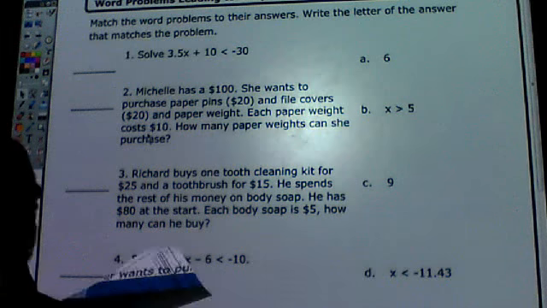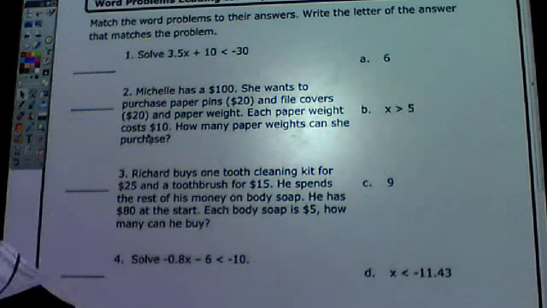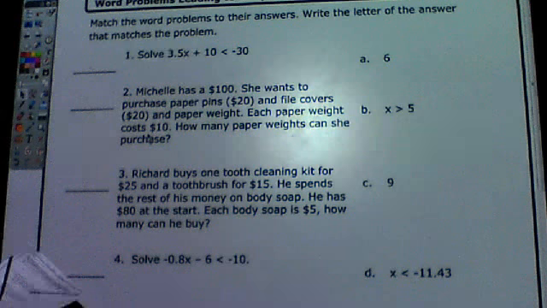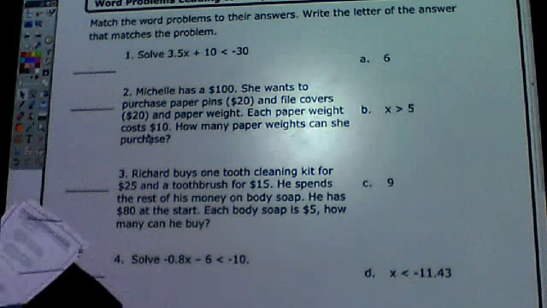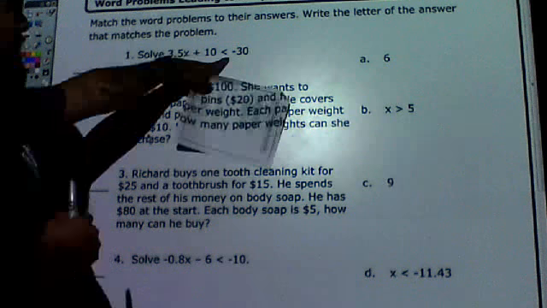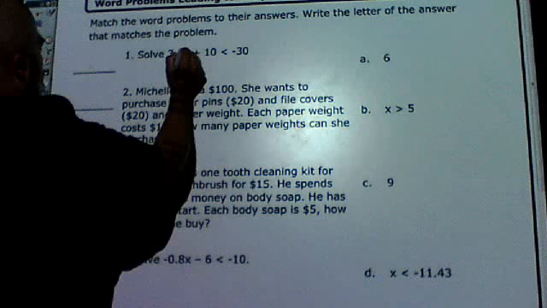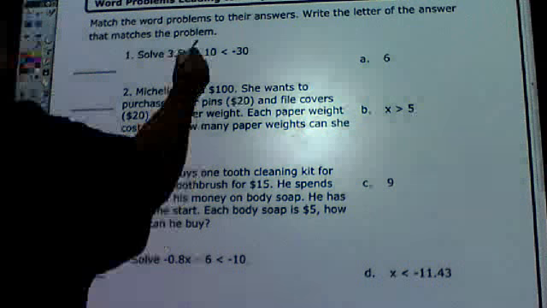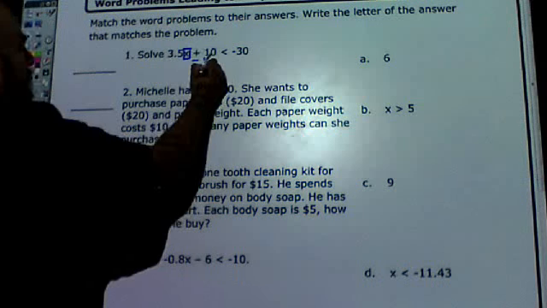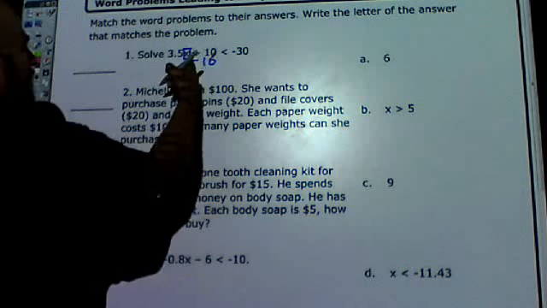All right, so let's look at number one. Number one is very simple. It says solve 3.5x plus 10 is less than negative 30. You say less than, that's the less than symbol right there. So the first thing is, guess what? Isolate my variable. Subtract 10 from both sides. If I see plus, I subtract.